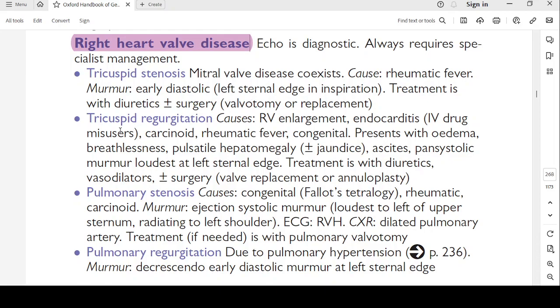Valvotomy or replacement. Tricuspid regurgitation. Causes are right ventricular enlargement, endocarditis, IV drug misusers, carcinoid, rheumatic fever, congenital. Presents with edema, breathlessness and pulsatile hepatomegaly plus or minus jaundice, ascites, pansystolic murmur, loudest at the left sternal edge. Treatment is with diuretics, vasodilators, plus or minus surgery, valve replacement or annuloplasty. See, in right heart diseases, tricuspid regurgitation has a pansystolic murmur.